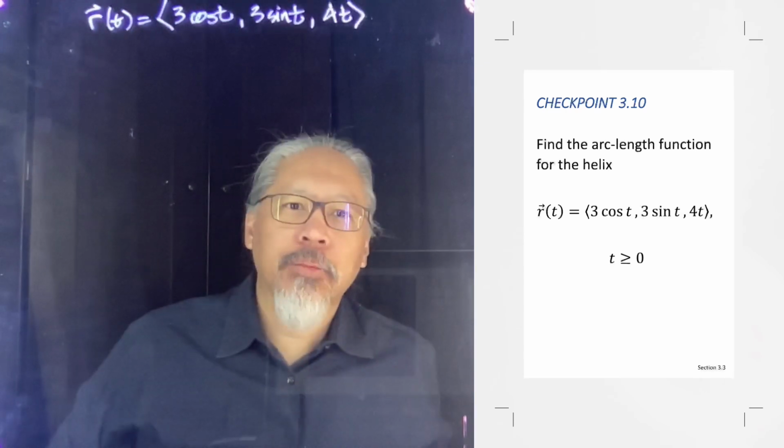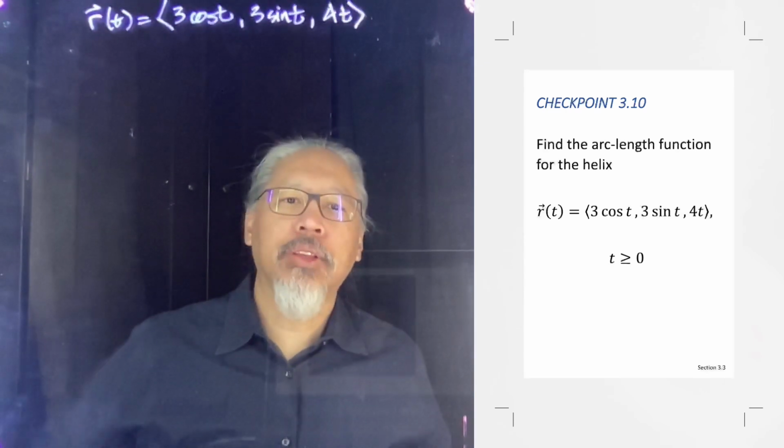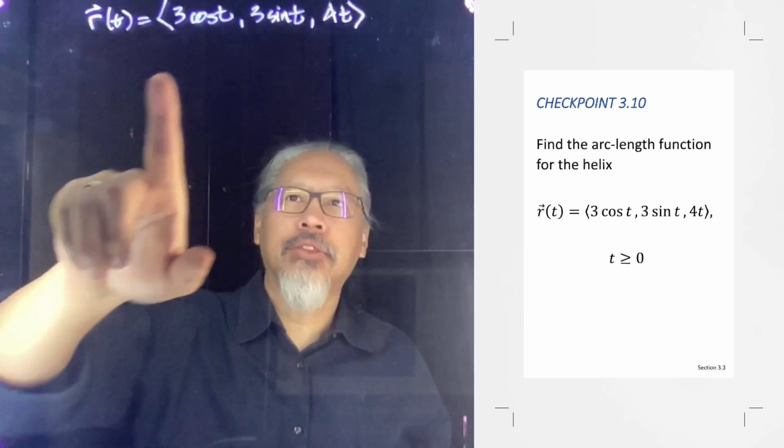Hello and welcome to checkpoint 3.10. In this checkpoint, they want us to find the arc length function for the helix.